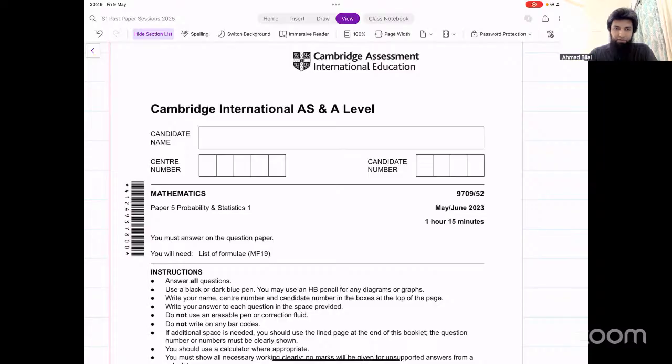Can I get a raise of hands from those of you who have attempted this paper already? How many of you have attempted this paper? Okay. All right. So as you have the S1 exam approaching, please make sure that you have attempted it.